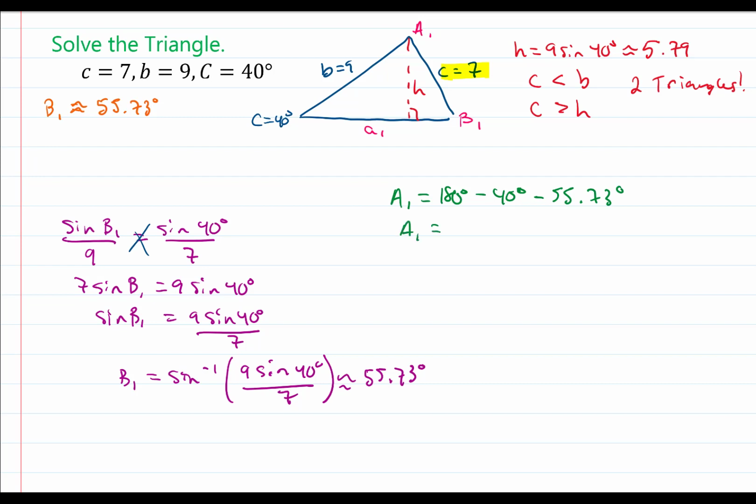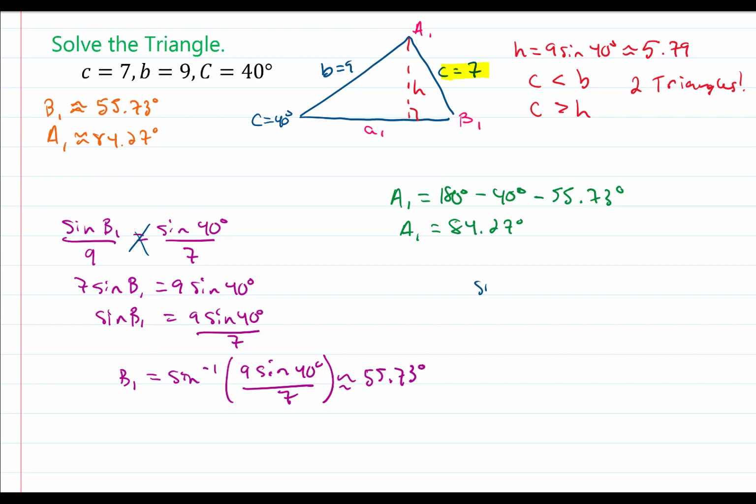Finding this difference, we determine that angle a sub 1 is approximately 84.27 degrees. My goal now is to determine side a sub 1. To do that, I'm going to go ahead and once again use the law of sines.